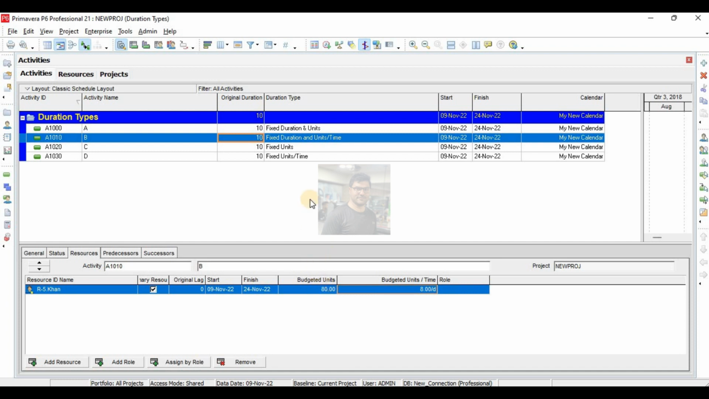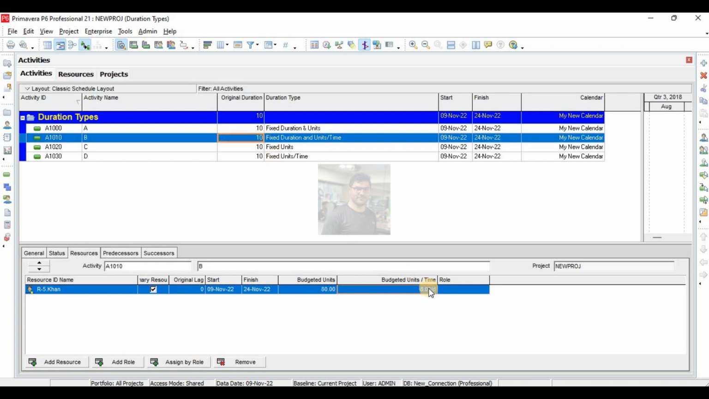So here, fixed duration and units per time. In the first one, duration and units were fixed. Here, duration and units per time are fixed. So if I change my duration, units per time will not change, but units will change. If I change this activity from 10 days to 5 days, my units per time are the same 8. So it will work 8 units per day for 5 days, so total 8 multiplied by 5 is 40. And if I change it to 20, it will work 8 units for 20 days, so 8 multiplied by 20 is equal to 160.